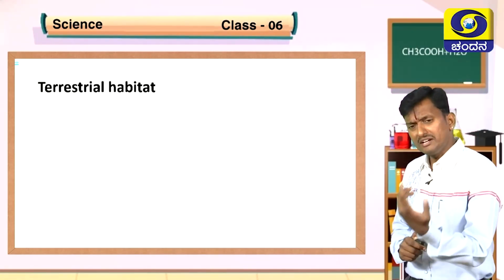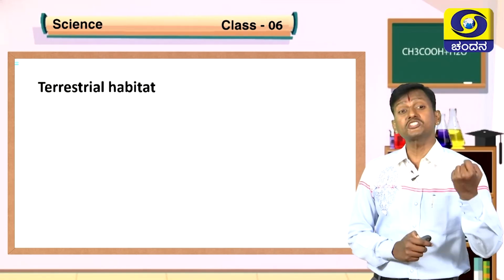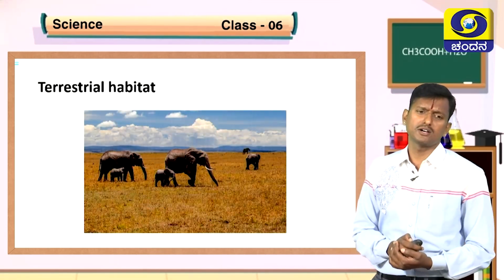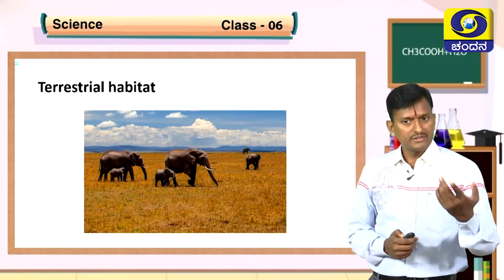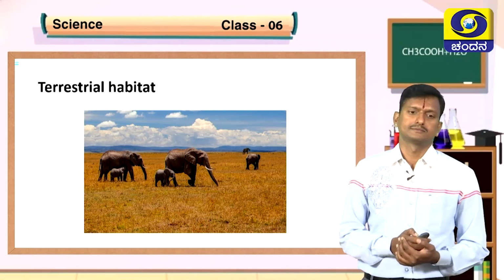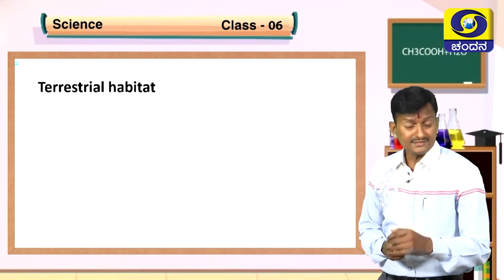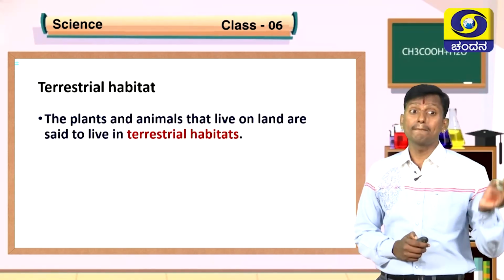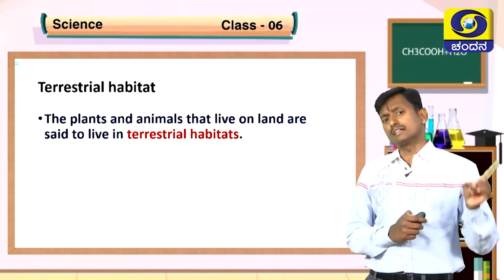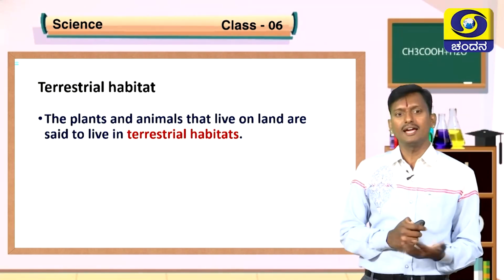We have different types of habitats. Let us say number one is the terrestrial habitat. Terrestrial means what? The land. See, elephants are grazing on a land. This is a terrestrial habitat. Then what is terrestrial habitat? The plants and animals that live on land are said to live in terrestrial habitats.